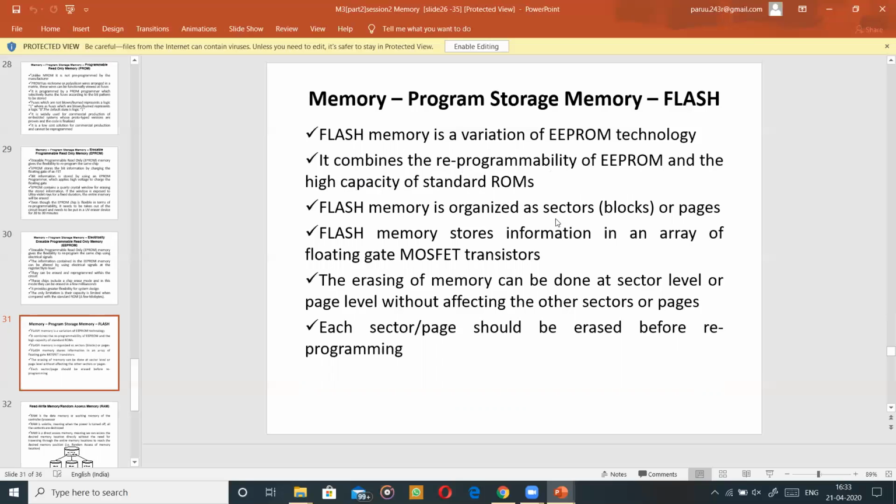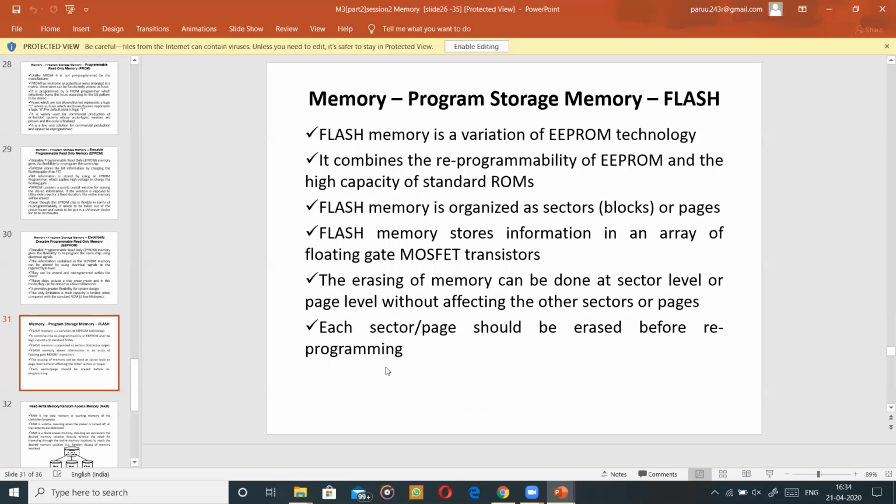Flash memory is organized as sectors or pages. It is the way the memory is organized, divided into several sectors or pages. The transistors used here in flash memory are MOSFETs. The erasing of memory can be done at sector level or page level. So the memory is divided into different pages and then further into different sectors. You can erase it at the sector level or at the page level. Each sector or page should be erased before reprogramming. So before reprogramming, you have to erase the previous data completely.